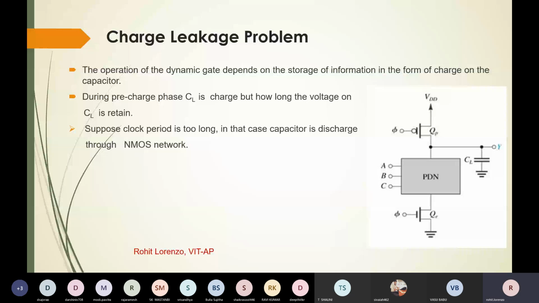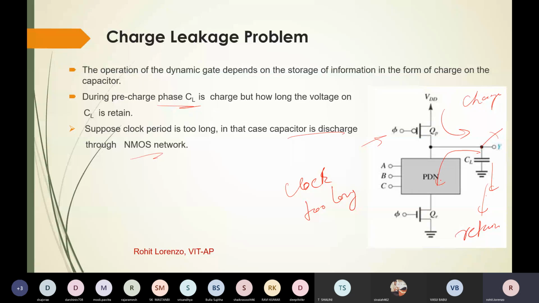This is your dynamic gate, and it depends upon storing information in the form of charge. During pre-charge, this capacitor is charged. But the question is, how long will it retain the charge? Suppose the clock period is too long. In that case, the capacitor is discharged through the NMOS network, because of charge leakage. Because of leakages, it will get a path from this.